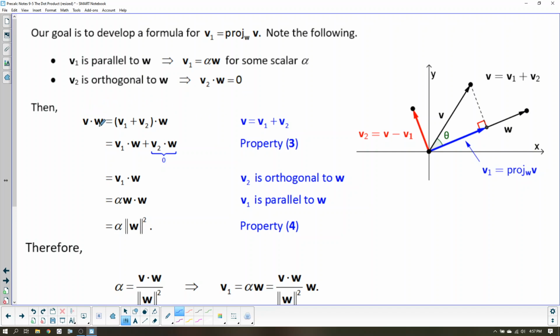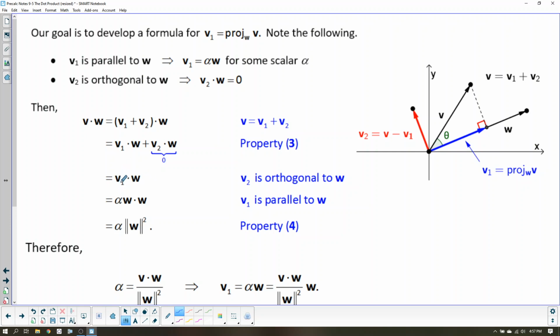Okay, so let's come back here. Let's do the dot product between v and w. Well, we defined these two component vectors so that if you add them, you get v. So I'm just replacing v by v1 plus v2. We've already assumed they add up to v. Okay, then we can distribute. So I distributed it through the product. Because v2 and w are orthogonal, this part is really 0. So we're left with just v1 dot w.